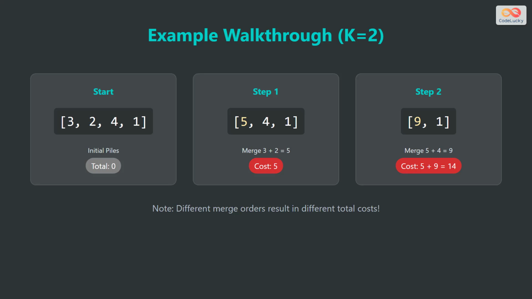Let's look at a simple example where k equals 2. We have piles 3, 2, 4, and 1. If we merge 3 and 2 first, the cost is 5, and we are left with piles 5, 4, and 1. Next, we could merge 5 and 4. The total cost accumulates with every merge. The order matters significantly for the final answer.